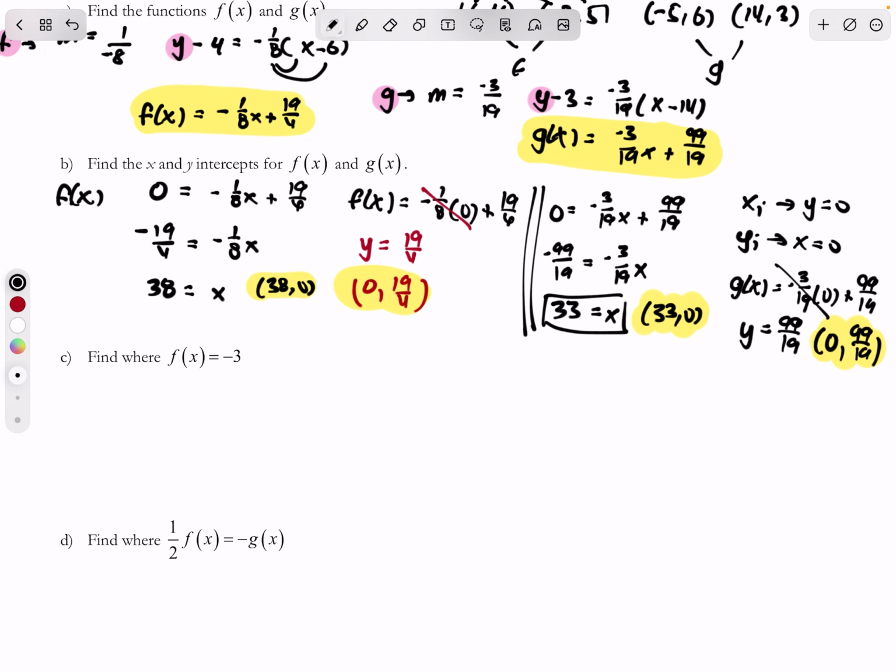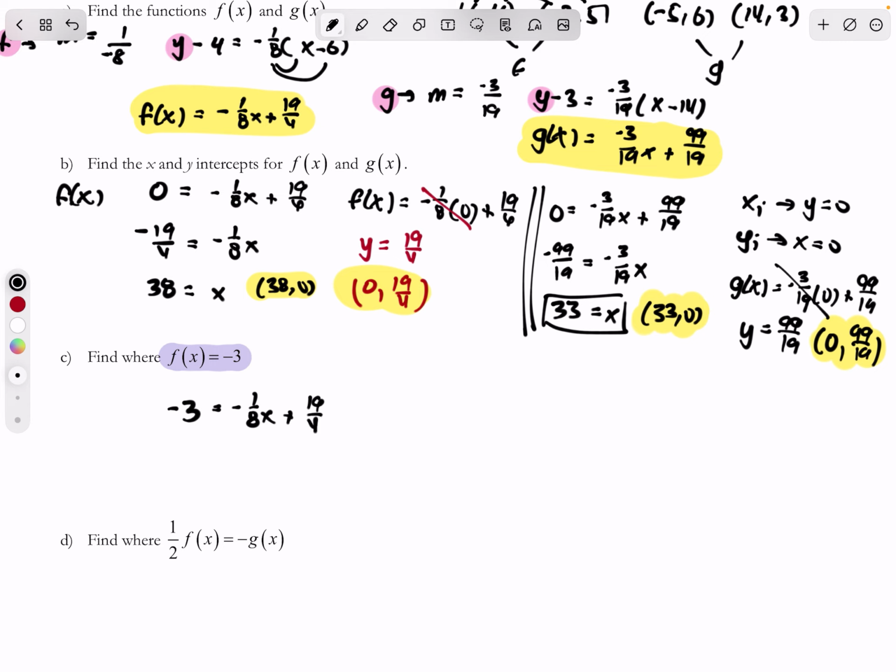Find where f of x equals negative 3. That literally means, see, this lesson is good because it's just telling you some of the kind of problems you'll see in the future, or in the present, I guess. They're saying find where f of x equals negative 3. Well, let's replace f of x with negative 3. What do we get? Negative 3 equals negative 1/8 x plus 19/4.